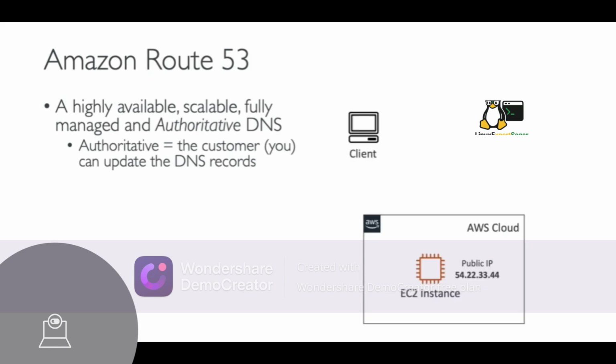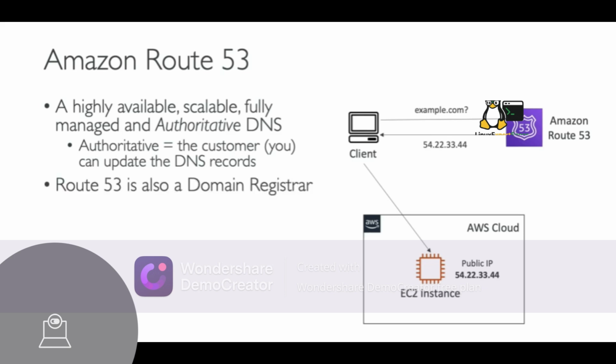So the idea is that you have your clients, and they want to access your EC2 instance at example.com, but right now your EC2 instance only has a public IP. Therefore, what's going to happen is that we're going to write some DNS records into Amazon Route 53, into a hosted zone. And when the client is asking for example.com, the Route 53 service will be able to say, hey, you're looking for this IP, 54.22.33.34, and then the client will be able to connect directly to our EC2 instance.